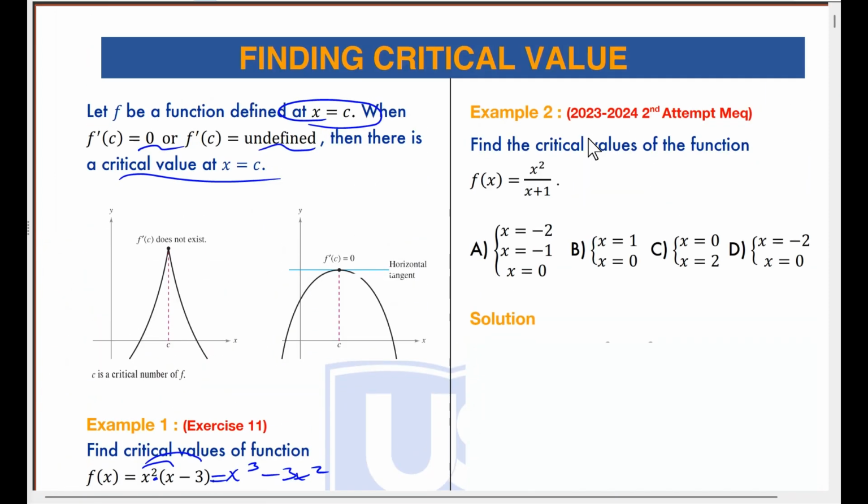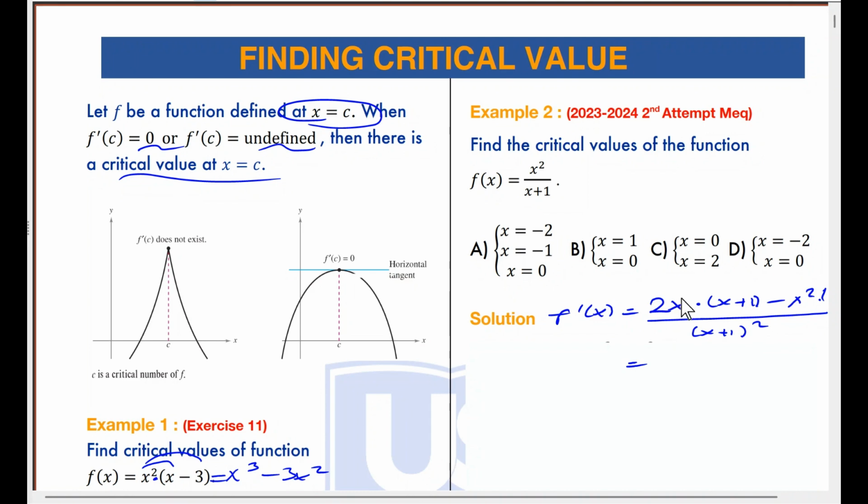Second question, 2024 second attempt ministry question, find critical values. So we have a division here. So we are going to apply quotient rule. So what is f prime? F prime of x equals, take derivative of top, which is 2x, multiplied by bottom, minus top x squared times derivative of bottom, which is 1, all over square of bottom.